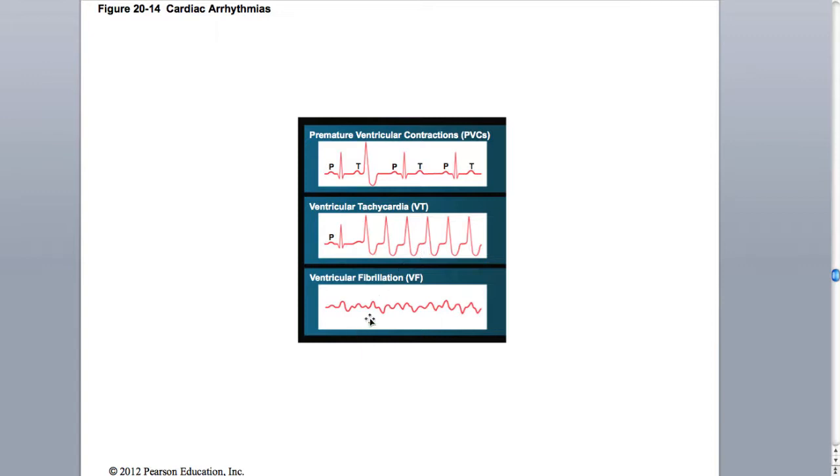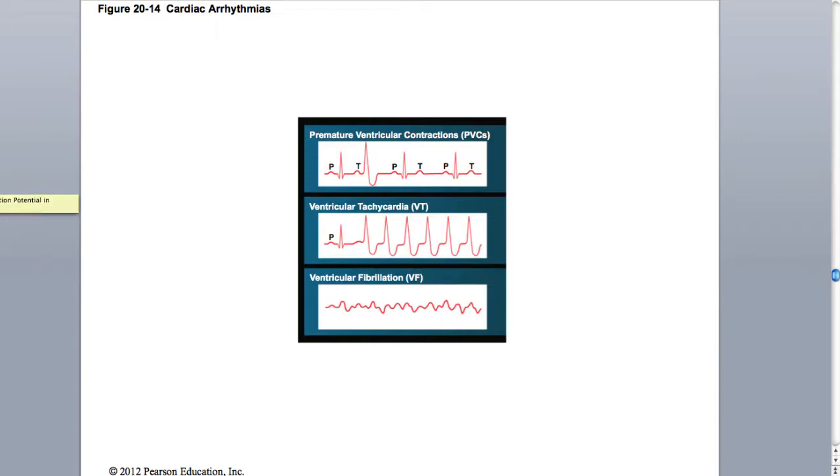And then on the bottom we have ventricular fibrillation, where the bottom half of the heart is pretty much not pumping. It's fluttering, but it's not pumping. Ventricular fibrillation you're not likely to survive because the blood's really not moving around correctly. Okay, any questions on that?